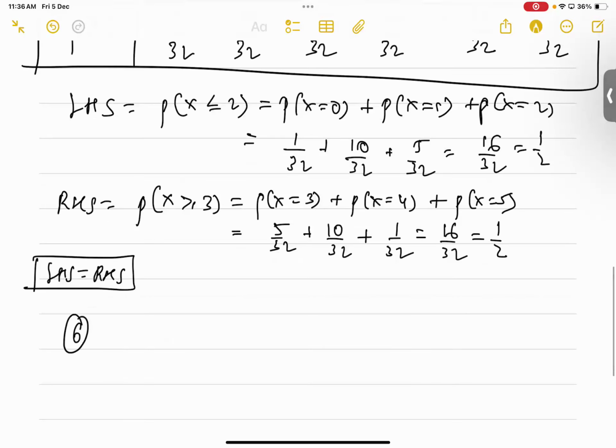Question number 6 from page number 155, just right over there. Same as 8.1 question number 4. 4 tosses are made. 8 times T, 8 times H, so on and so forth.